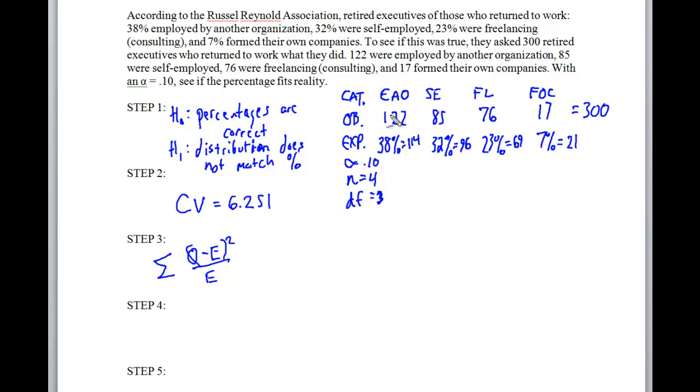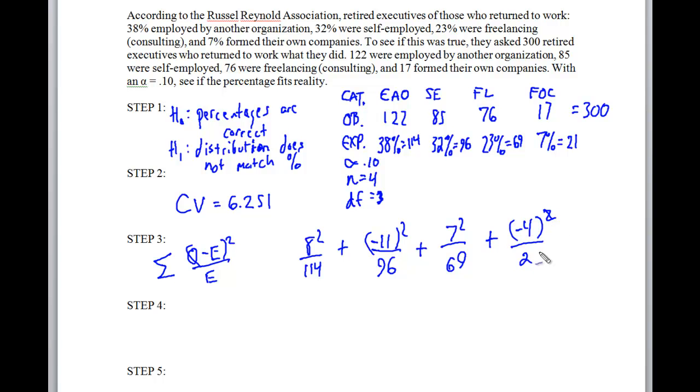We take 122 minus 114, and that gives me 8. Square that, and divide it by 114. Then we're going to take our 85, subtract our 96, which gives me negative 11, and square that and divide that by 96. Then we're going to take the 76 and subtract our 69, and then we get 7. We're going to square that, divide it by 69. And then we're going to take our 17, subtract our 21, which gives us negative 4, square that, and then divide it by 21.